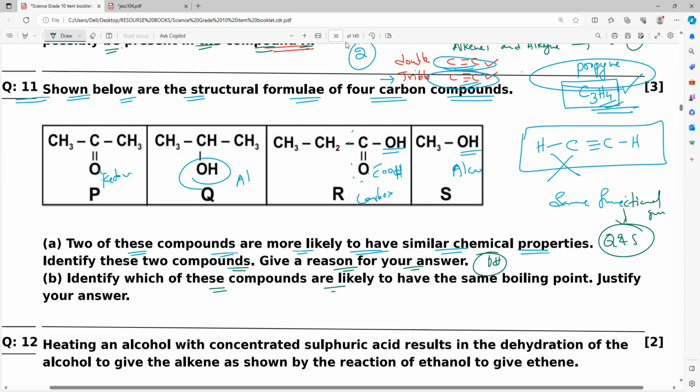Identify which of these compounds are likely to have the same boiling points. Justify your answer. It is a challenging question. Anybody? Boiling points and melting points are decided based upon one point. Anybody can tell? Mass. There is another word before mass. Molecular mass.